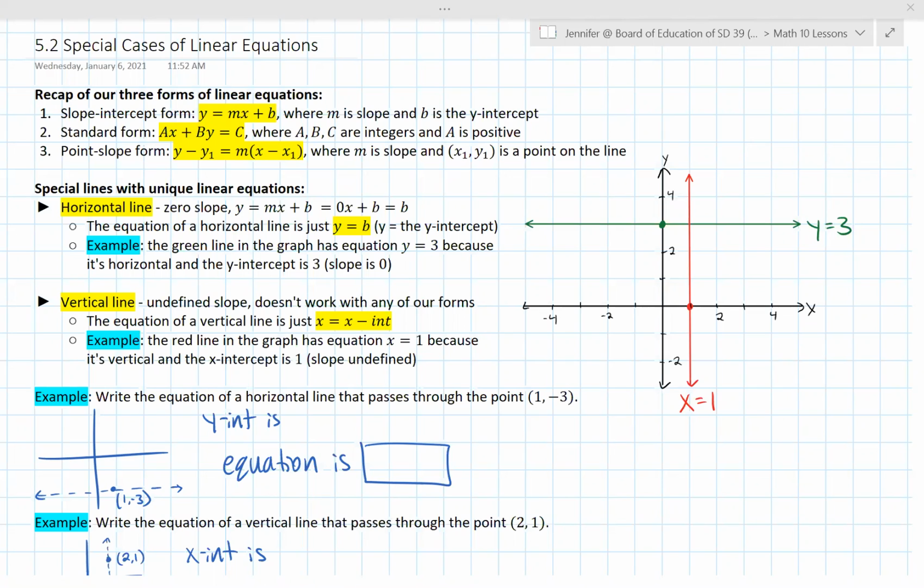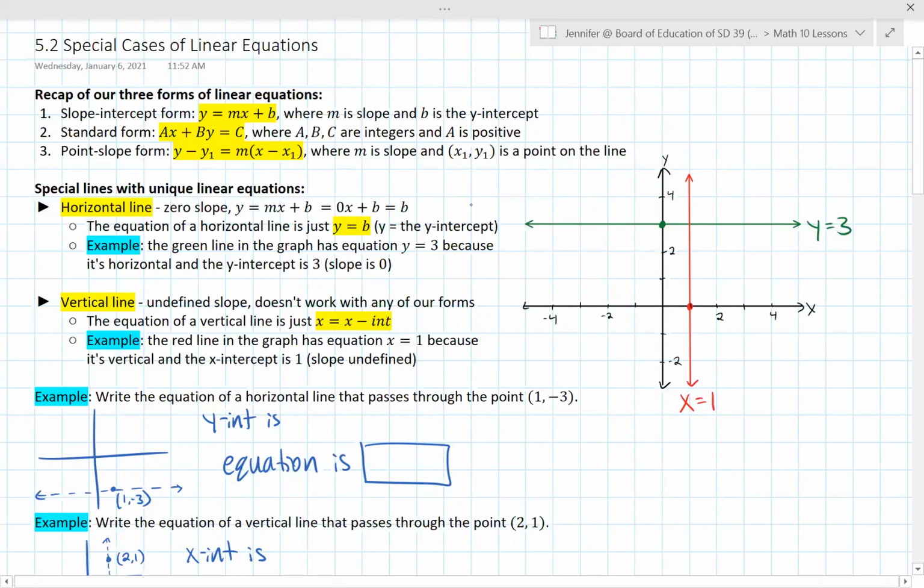horizontal and vertical lines. As we learned in chapter 4, a horizontal line has a slope of 0. So if you were to plug this into our y equals mx plus b formula, the m is just 0, so the entire mx term goes away, leaving us with just b. So the equation of a horizontal line is actually just y equals b. In other words, y equals the y-intercept.